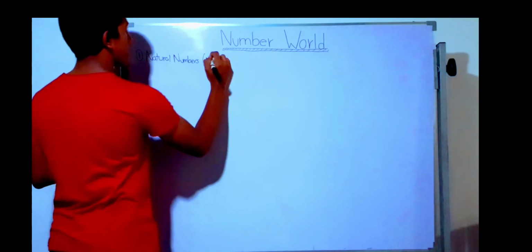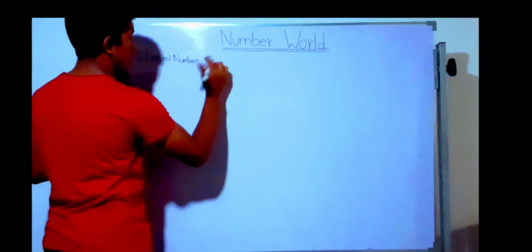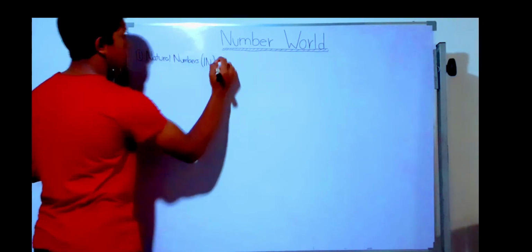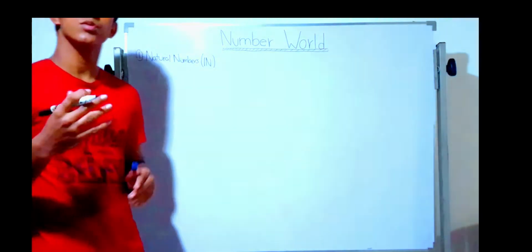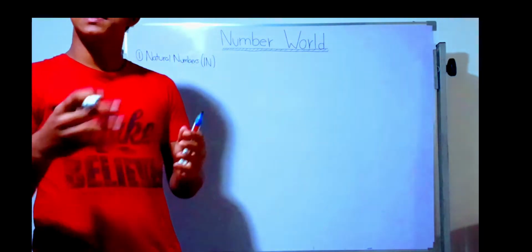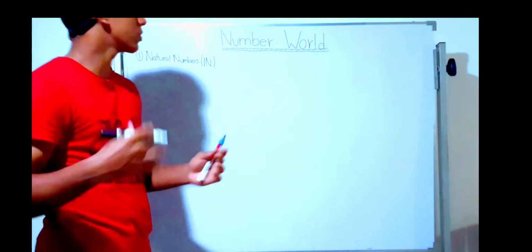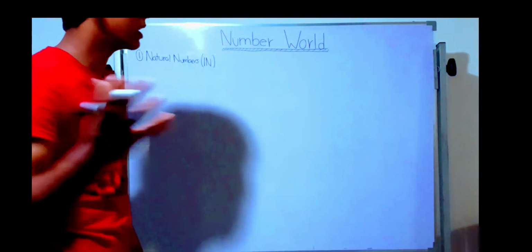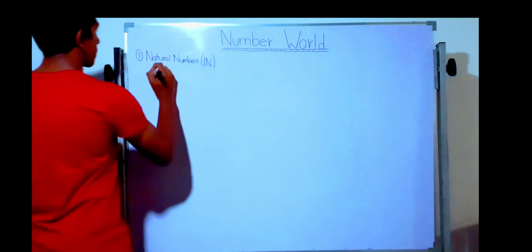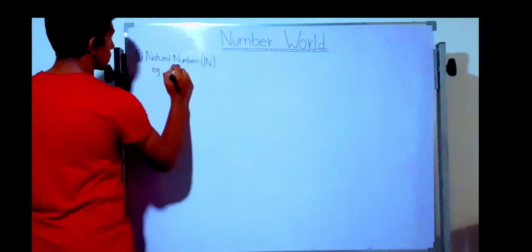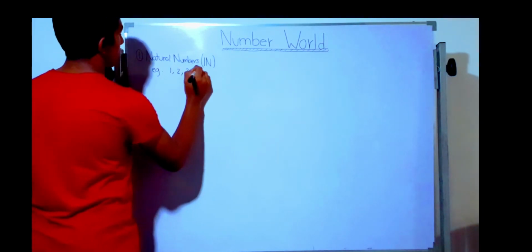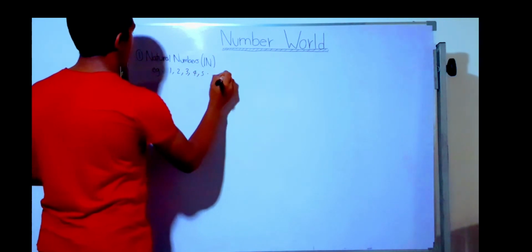The natural numbers are represented by this symbol. This is the symbol for the natural numbers, and natural numbers are basically the counting numbers. It could be 1, 2, 3, 4, 5 and so on. Those are the counting numbers. When we were small we learned those. So natural numbers, if we take the examples, include 1, 2, 3, 4, 5 and so on.